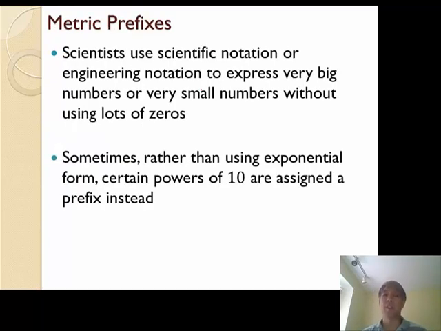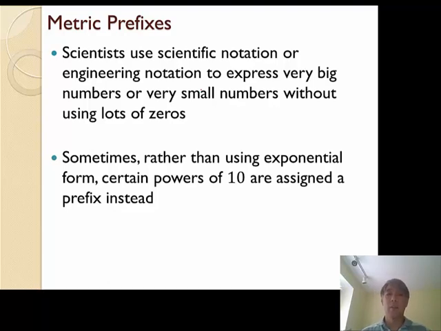Let's look at the metric prefixes. As scientists, we use scientific notation or a slightly different notation called engineering notation to express very big numbers or very small numbers without using lots of zeros. It makes for a lot easier communication. Everybody, all scientists understand a millimeter is 1,000th of a meter, and we know it's a very small measurement, as opposed to 10 to the minus 3 meters, or 0.001 meters.